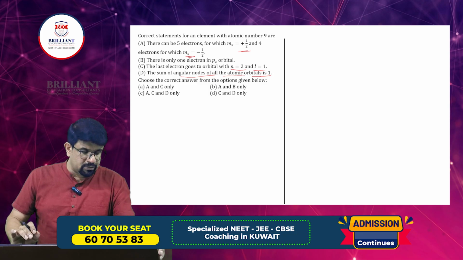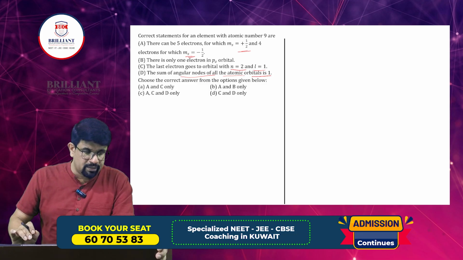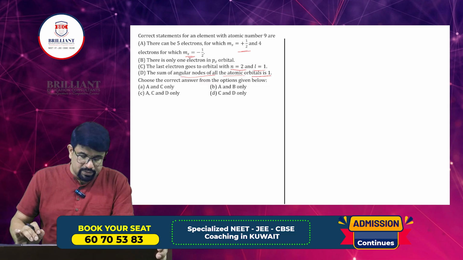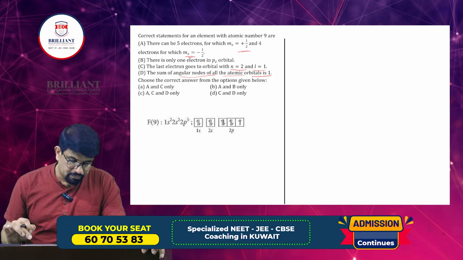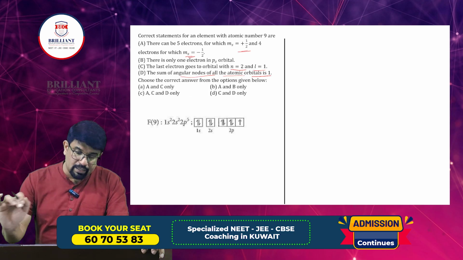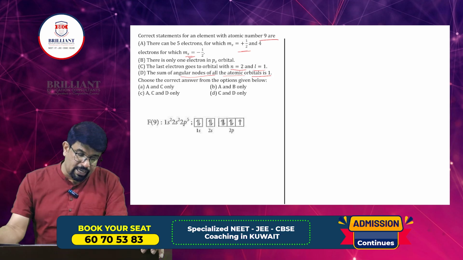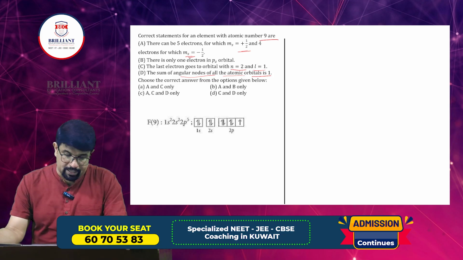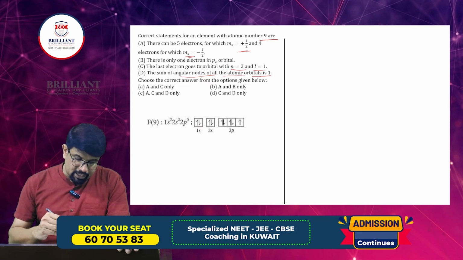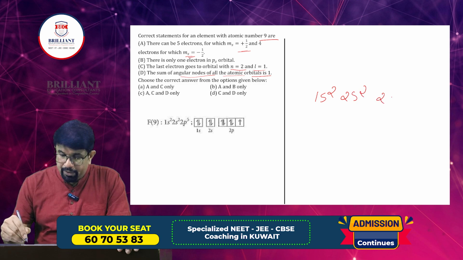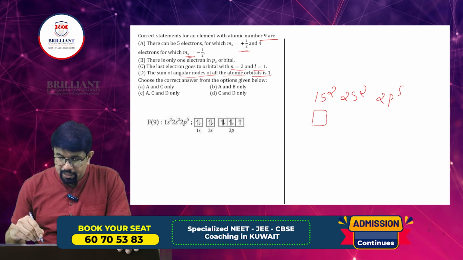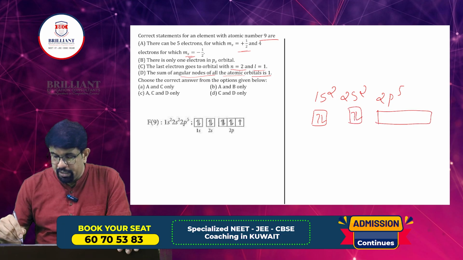And what are the correct options, students? How can we find this? This time you have to check which are the correct statements. Before that you have to understand the electronic configuration, right? The atomic number given is 9. So the electronic configuration will be 1s2, 2s2, 2p5. So 1s2, how many electrons? 2 electrons. 2s2, how many electrons? 2 electrons. 2p5 means, yeah, first 3 then plus 2, right?